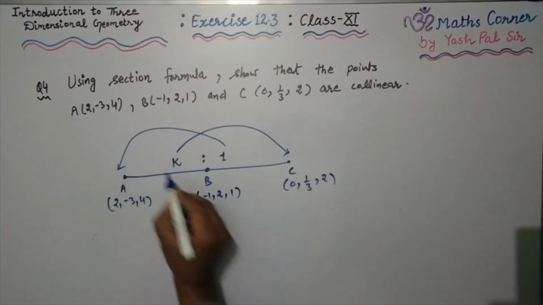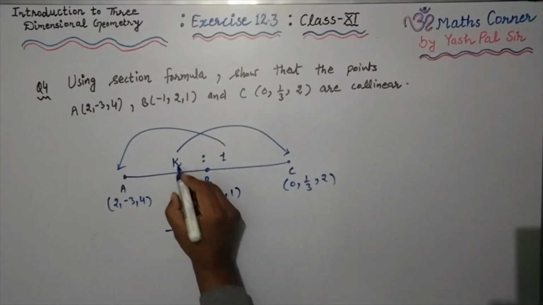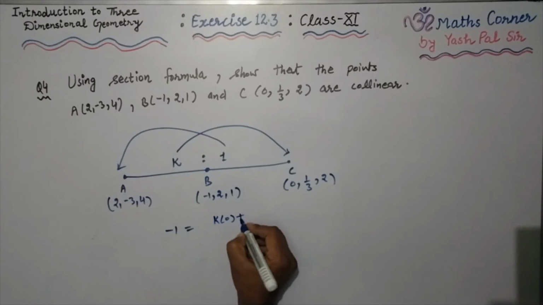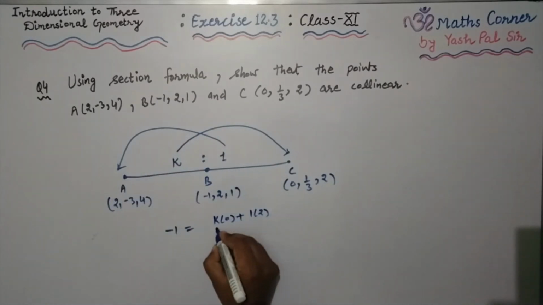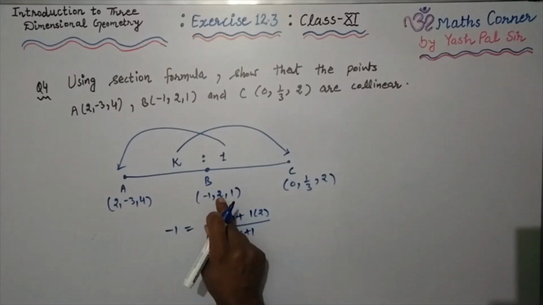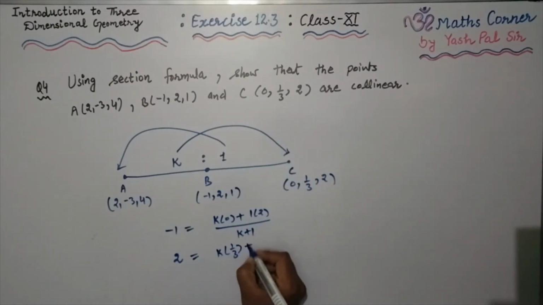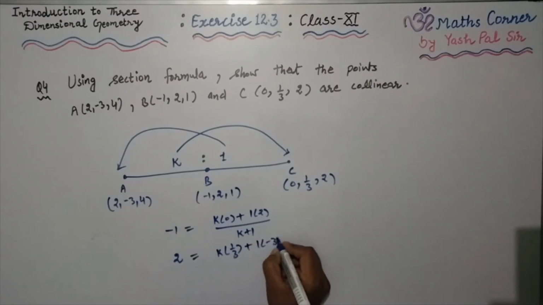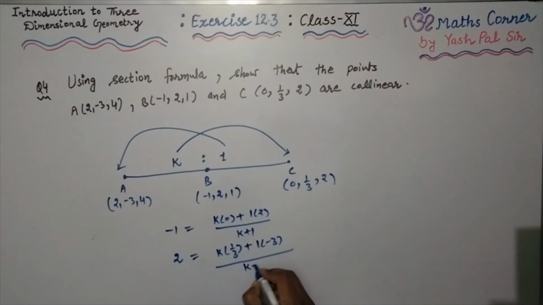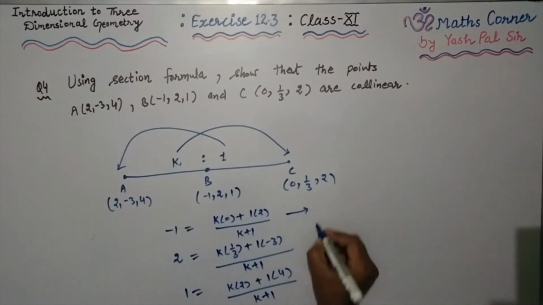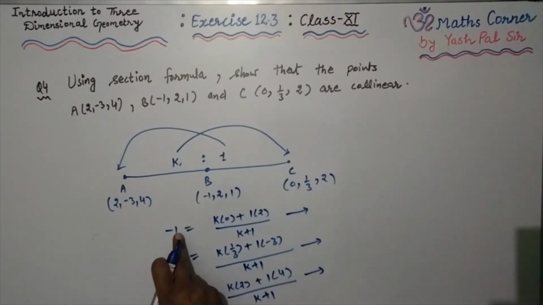So we find here the value of k. -1 is equal to (k into 0 plus 1 into 2) divide by (k plus 1). Similarly this 2 is equal to (k into 1/3 plus 1 into -3) divide by (k plus 1). Lastly this 1 is equal to (k into 2 plus 1 into 4) divide by (k plus 1). So from here we can solve further.